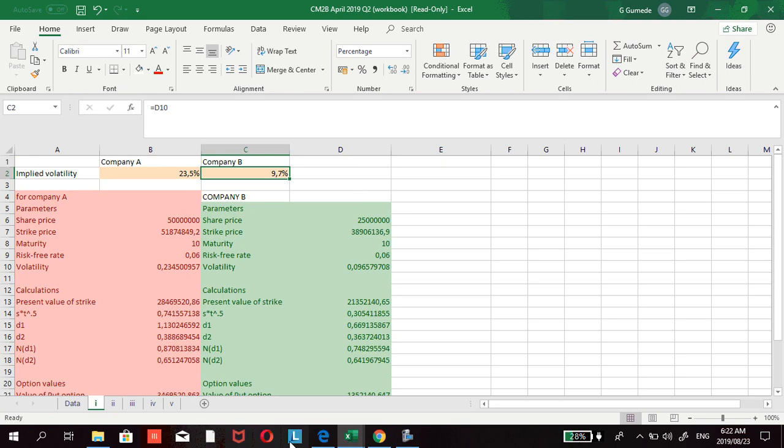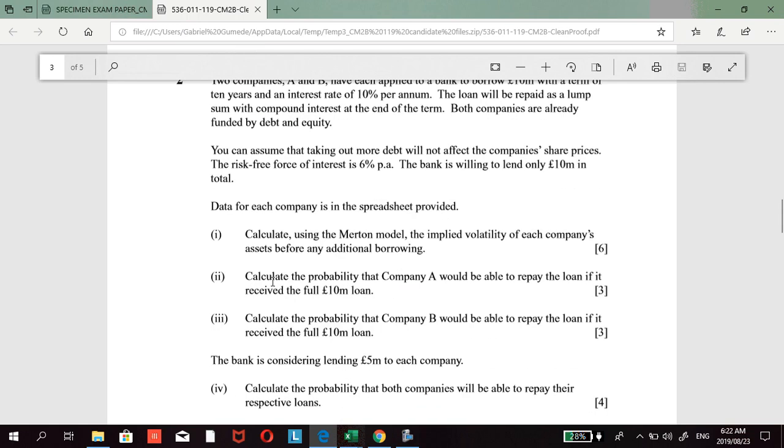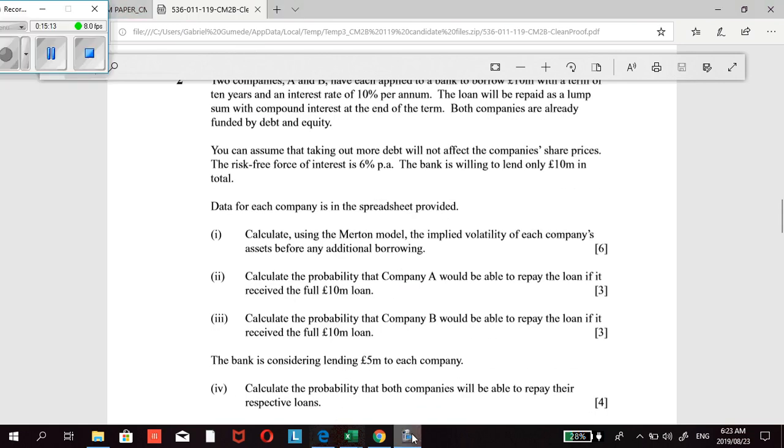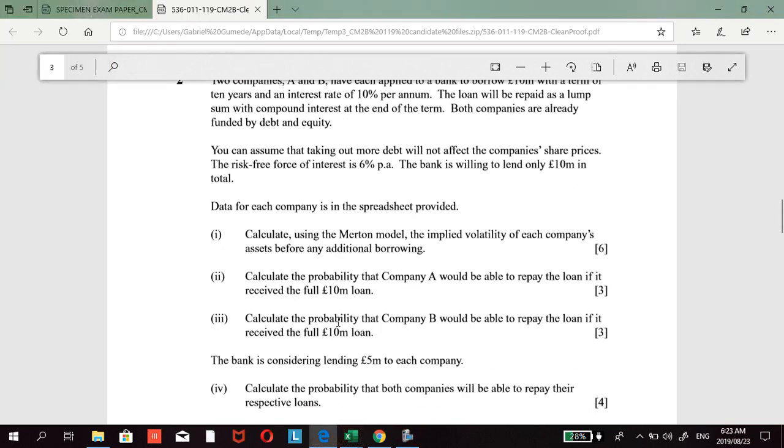Okay, so let's look at the second part of the question. Now they are saying, let me check time here, so 15 minutes. Now they are saying calculate the probability that company A will be able to repay the loan if it receives the full 10 million pounds loan. Now, this was a very confusing question.